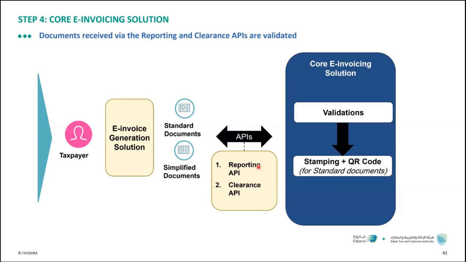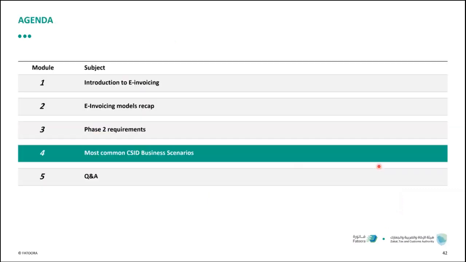We have two APIs I've mentioned, the reporting API and the clearance API. We're going to run validations. And in the case of clearance, which is used for B2B, we're going to return the stamp for you and the QR code to be printed on your standard invoices. So this, in a nutshell, is what the phase 2 requirements are in general for the phase 2 invoicing program.